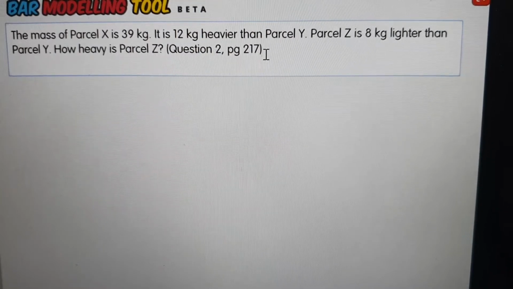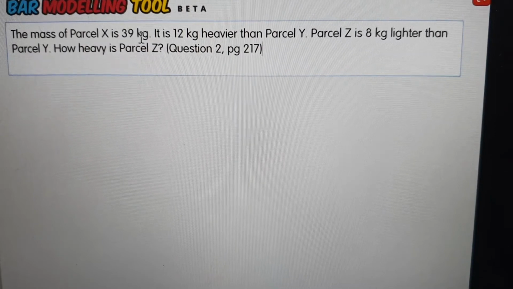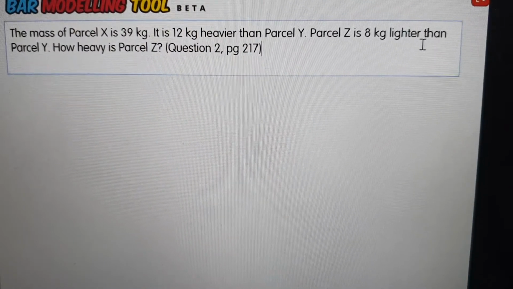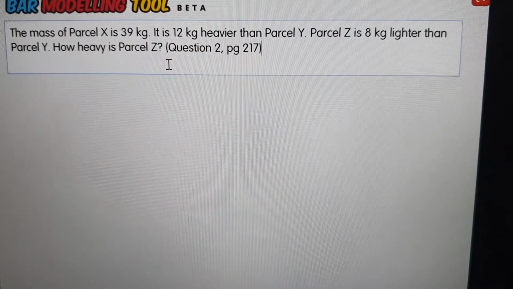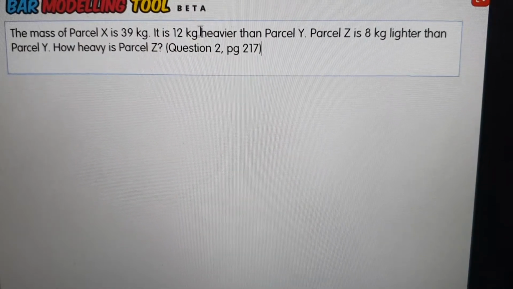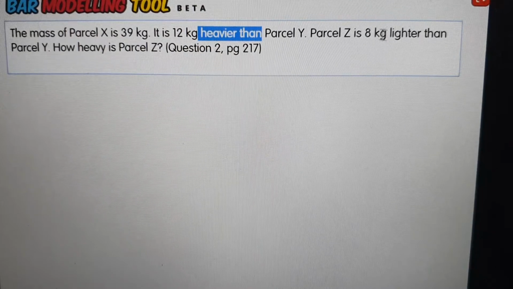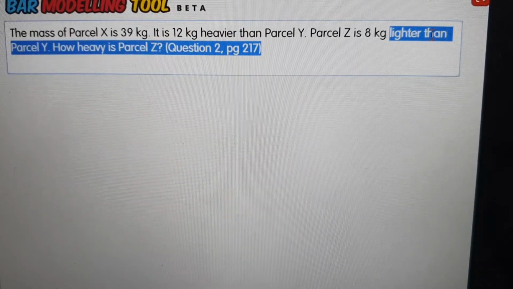Okay, so let's read the question together. The mass of parcel X is 39 kilograms. It is 12 kilograms heavier than parcel Y. Parcel Z is 8 kilograms lighter than parcel Y. How heavy is parcel Z? So, what kind of model are you going to draw for this question? You should be able to tell me it's a comparison model because you see comparison descriptions such as heavier than as well as lighter than. Okay, good.